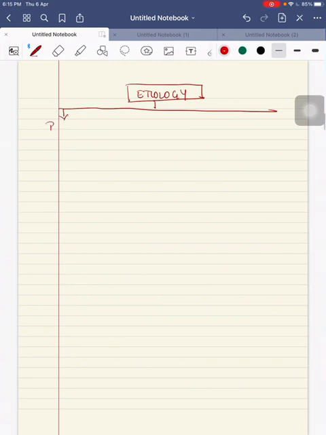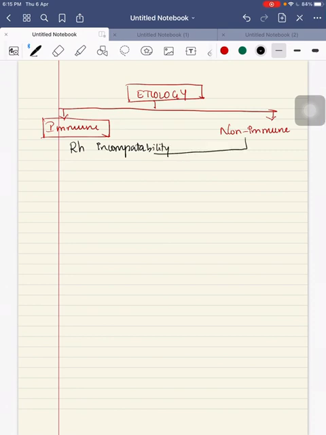Next we will see the etiology of Hydrops fetalis. Etiology can be divided into immune and non-immune. In immune, you all know it is because of Rh incompatibility. In non-immune, the most common cause includes cardiovascular disease. So the most common cause is cardiovascular.